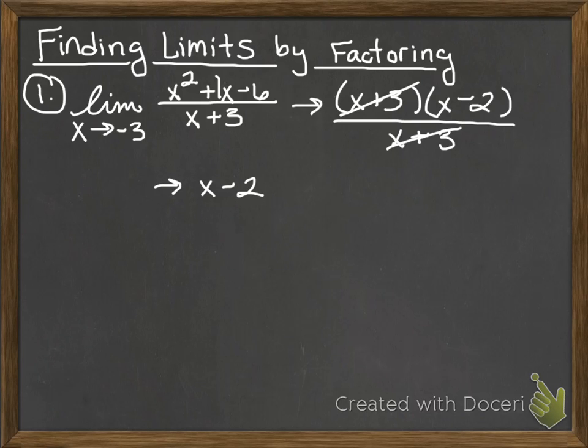So we still have not gotten our answer for the limit yet. We have yet to plug in -3 again to see if we can actually get a real number. So at this point in time, I'm going to plug in -3 for x to see if I get an actual number as my answer. And sure enough, I do. -3 minus 2 is -5. And that would be my limit. So this is the method that we're going to use for the next couple problems.